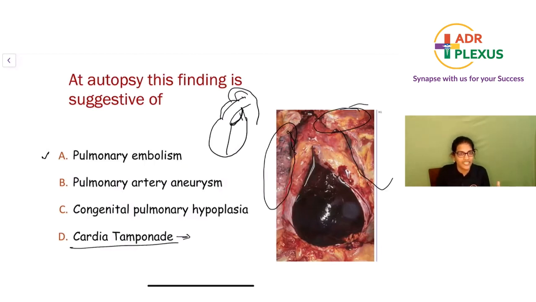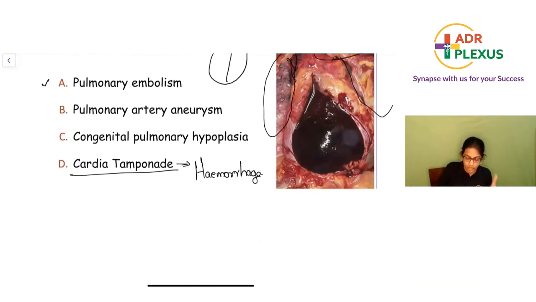So what happens in case of cardiac tamponade? There is either massive fluid accumulation, which is rare, or massive hemorrhage. The hemorrhage can happen due to myocardial infarction, trauma, or myocarditis. Due to any of these reasons, the hemorrhage can happen. The most common cause is MI, though not on the first day, mostly around the 3rd to 7th day.